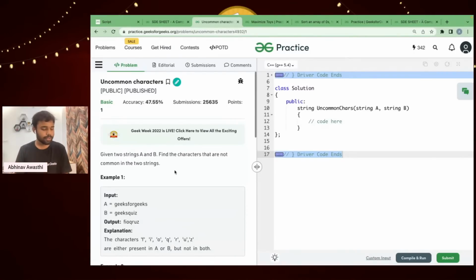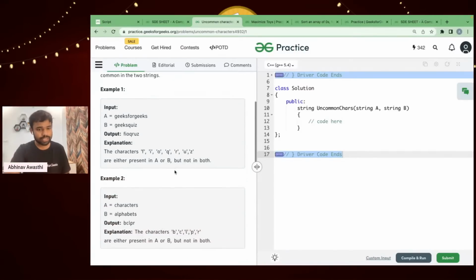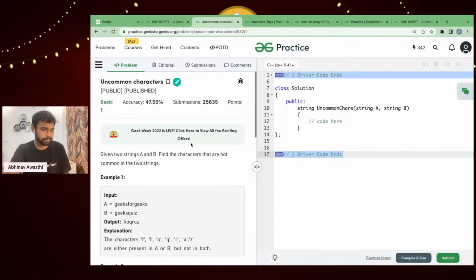Exactly, we can just store it in a hash map or map. Basically we have to make use of the hashing technique so that we can know which characters are not present, or we can say which are not common in the strings. This is the technique which we have to use. We can also make use of the count array. Exactly, we can also make use of that.